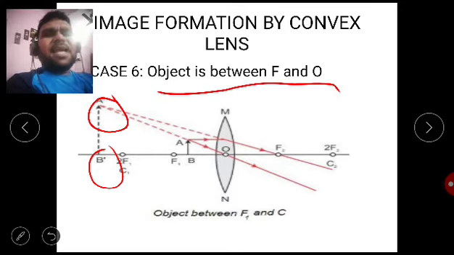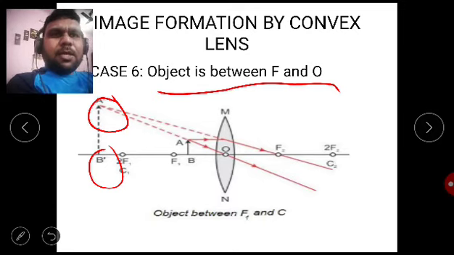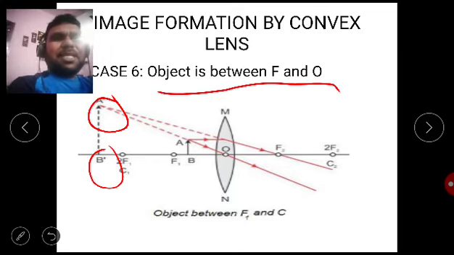We have to understand that a convex lens forms a real image as well as a virtual image, but we will soon discover that a concave lens always forms a virtual image. So we will discuss more in later slides.